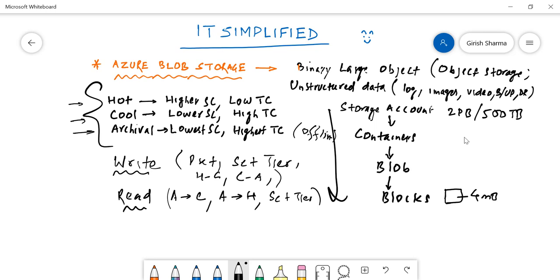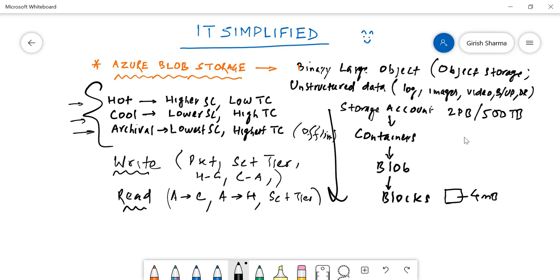In case you want to read the data, you need to change that from archival to cool, or maybe archival to hot tier. And that's where these things about the read operations or write operations come into play. But the important thing is that the data in hot and cool is always online. You can always access it. It might differ in cost, but in archival the data is always offline. In case you want to read the data, you need to change the tier to cool or maybe to a hot tier, and then you'll be able to access it.